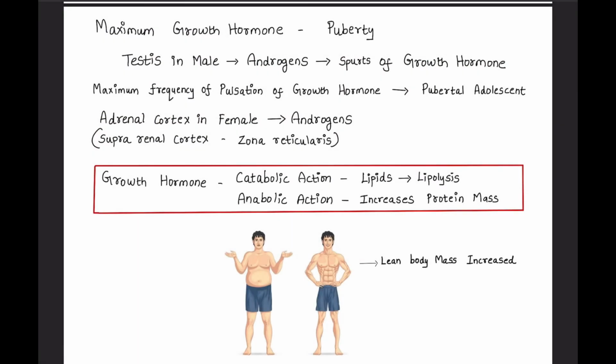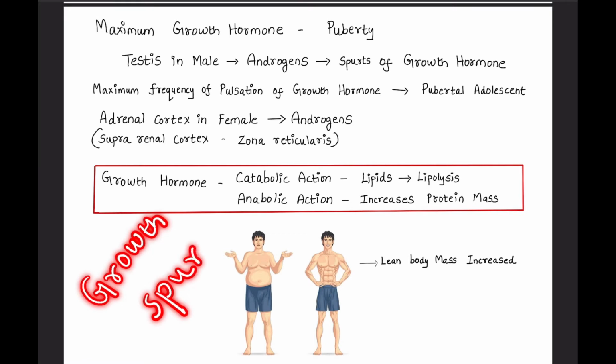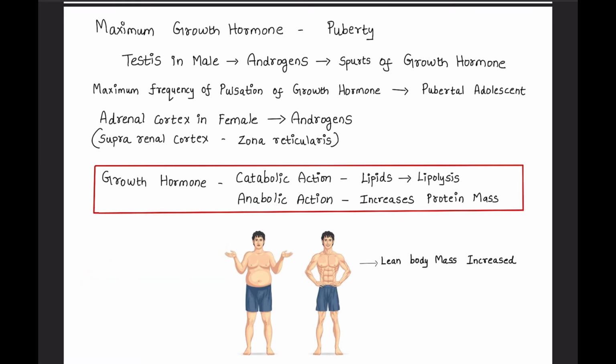The maximum level of growth hormone is during the pubertal time. The testes in males, ovaries in females, and adrenal glands synthesize androgens, and the increased amount of androgens leads to spurts of growth hormone. You may have heard the word growth spurt in the stages of puberty, also known as Tanner staging. These are the stages of puberty in males and females.